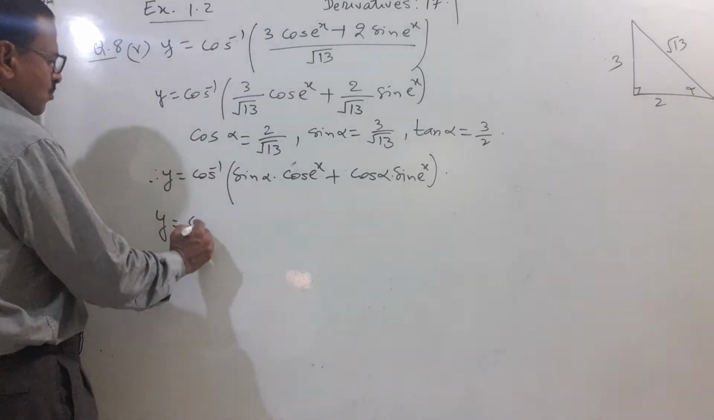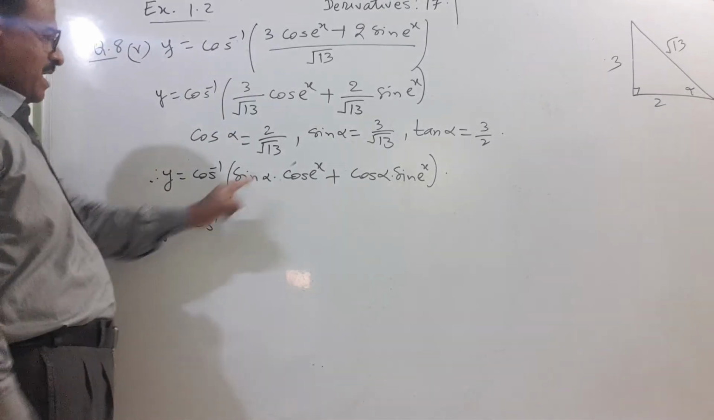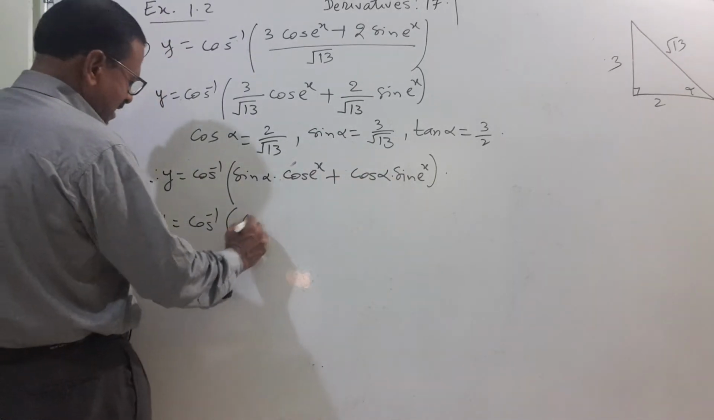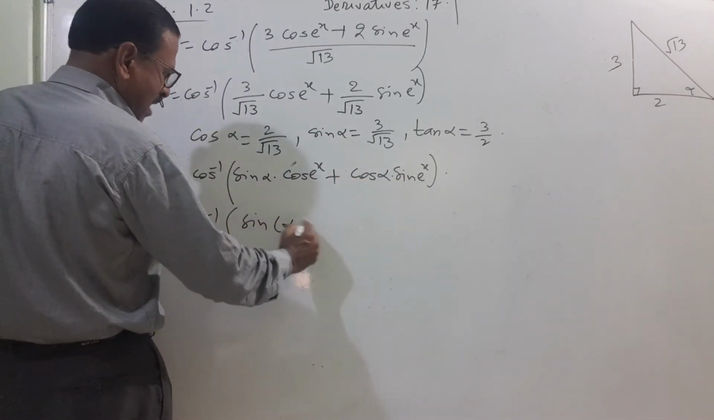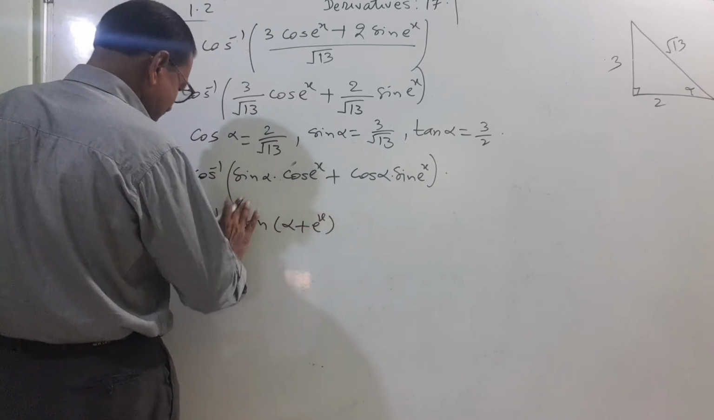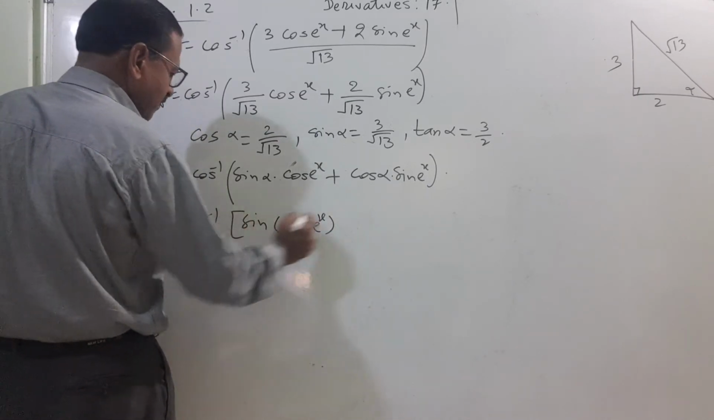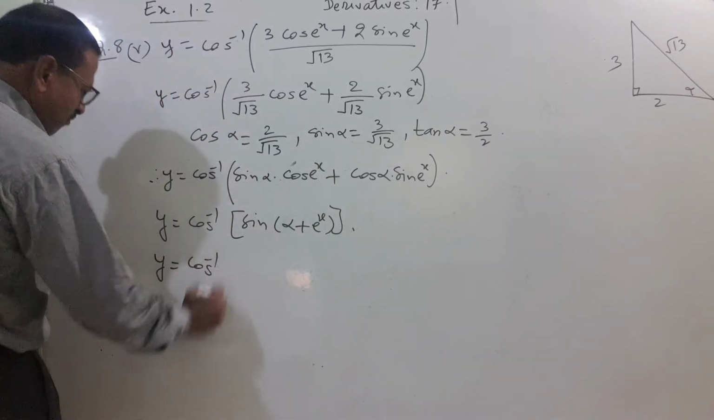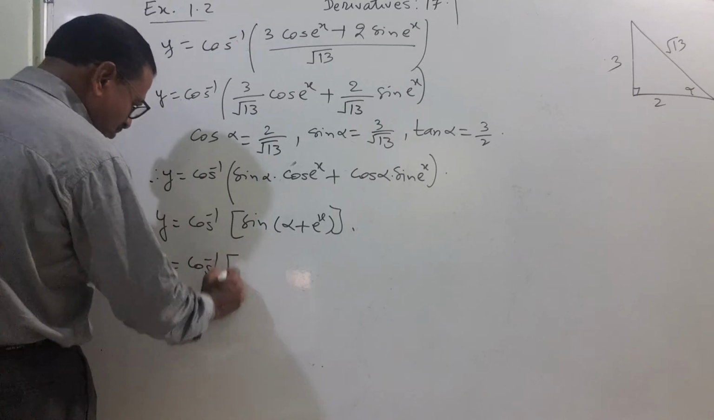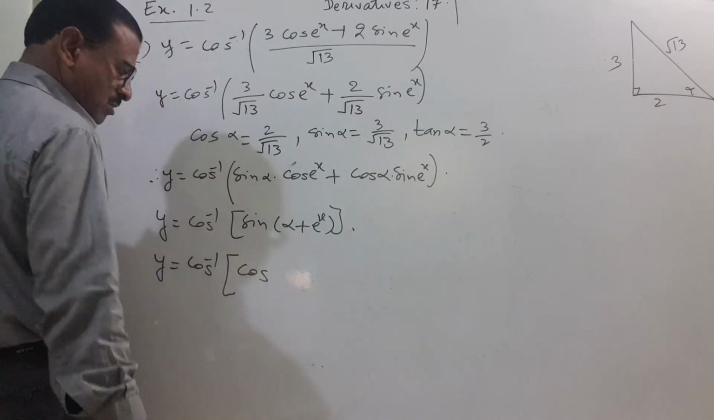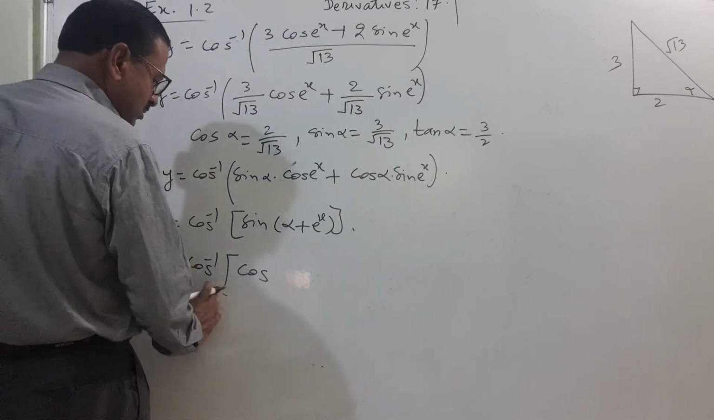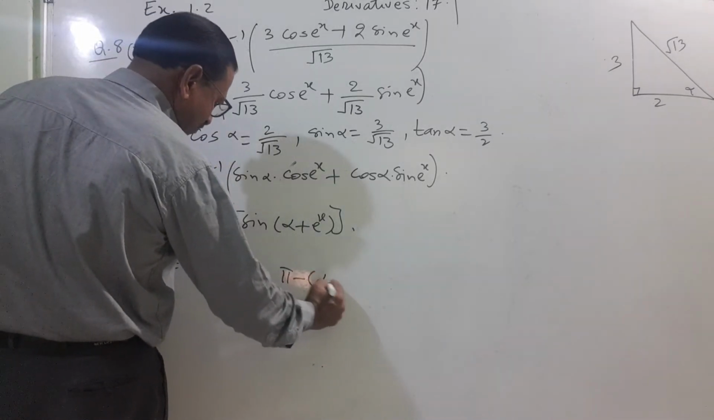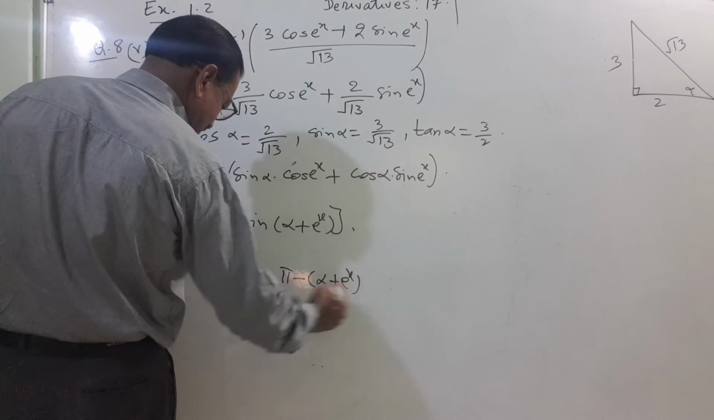Therefore, y is equal to cos inverse of sin A cos B plus cos A sin B is equal to sin of alpha plus e raised to x. Its expansion it becomes now. So y is equal to cos inverse of this. I have to convert into cos. How to convert into cos? Pi by 2 minus alpha plus e raised to x.